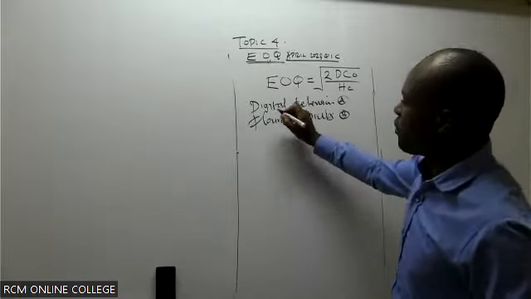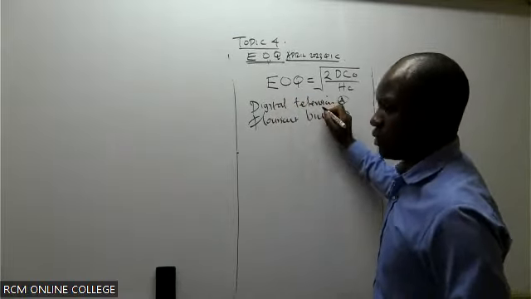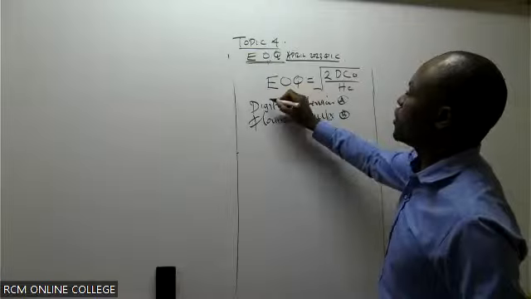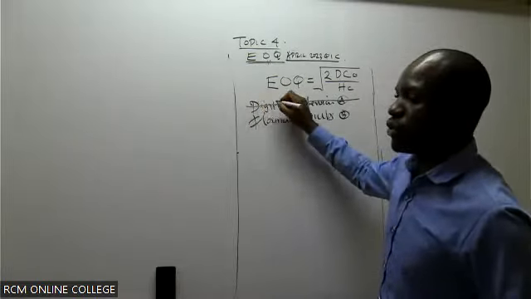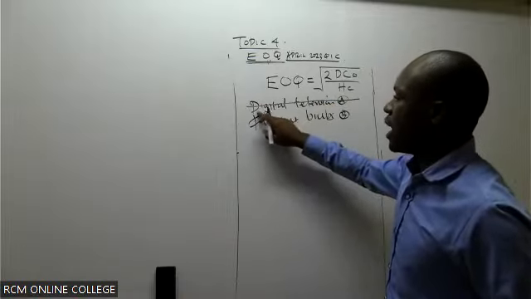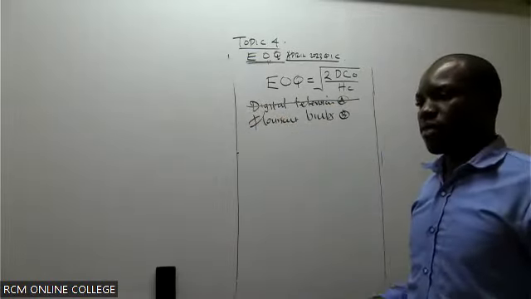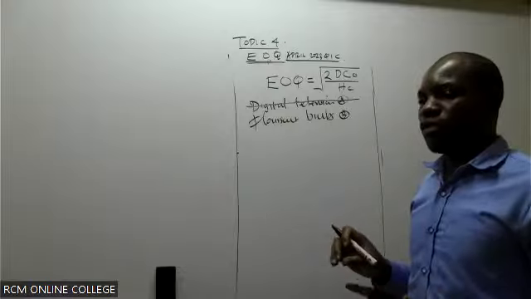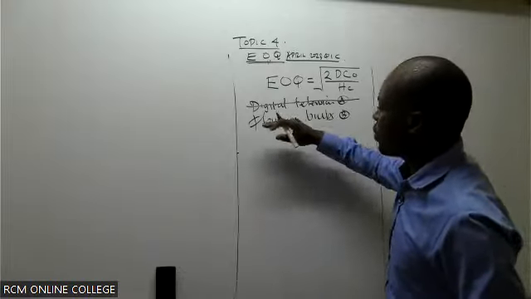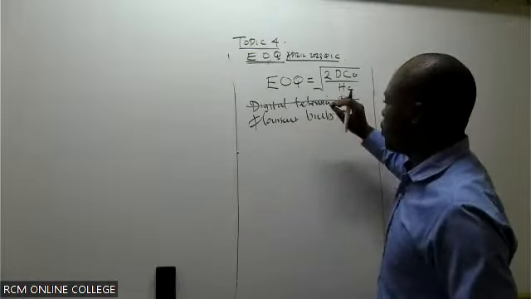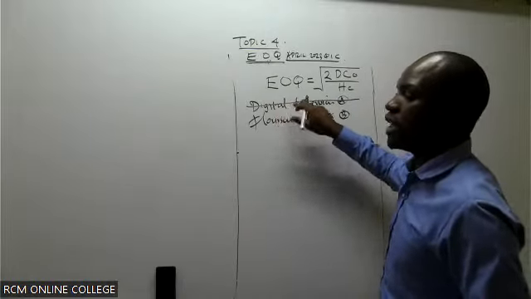So if they are going to manufacture digital television, you cannot use this in the economic order quantity model, no. This is what they are producing. They cannot order what they are manufacturing. But there's this raw material called fluorescent bulbs, which they are using to come up with a digital television.